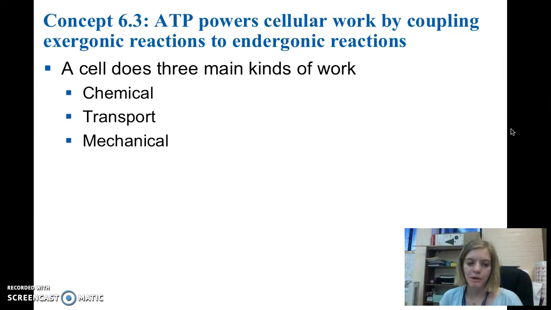Chemical work, where they're transporting chemicals and creating chemicals, using chemicals to do things. Transport, where they're moving things across the cell membrane. We learned a lot about that. And then also mechanical work, anything that involves movement.